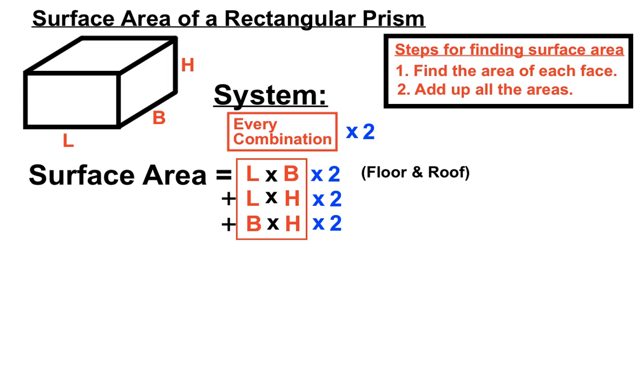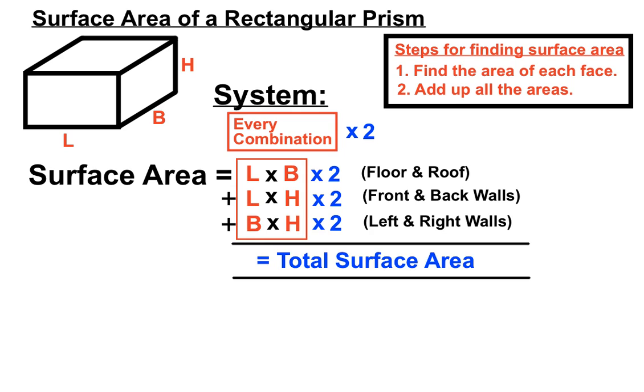So as I said, length times breadth gives us the floor and the roof. Length times height gives us the front and back walls. And breadth times height gives us the left and right walls, if we multiply each of those areas by 2. And that'll give us a total surface area. Fancy little combination here. I like to do that with different coloured pens. Do the dimensions in one colour pen and do the timesing by 2 in a different coloured pen, and you can see the system work out nicely.